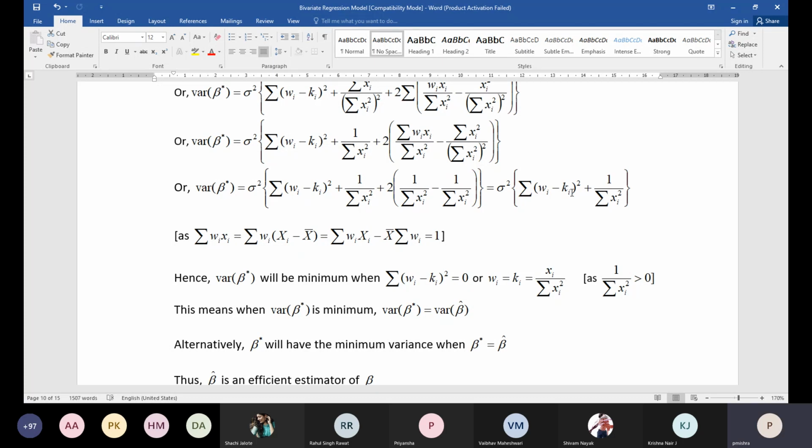So when variance of beta star is minimum, variance of beta star is equal to variance of beta hat, and also beta star is equal to beta. We can say that beta hat has the minimum variance. It is an efficient estimator of beta. Is it okay?